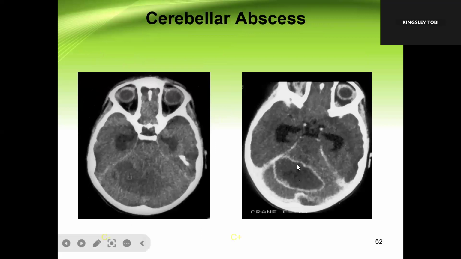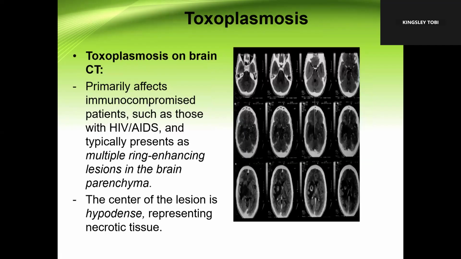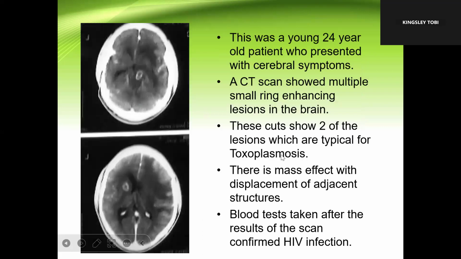If you look at the right one, you see that in the cerebellar space there is a ring enhanced lesion, and this reflects a cerebellar abscess. Toxoplasmosis, especially in an immunocompromised patient, you'll see multiple ring enhanced lesions in the brain, and the centers of most of these lesions are hypodense, which represents necrotic tissue.